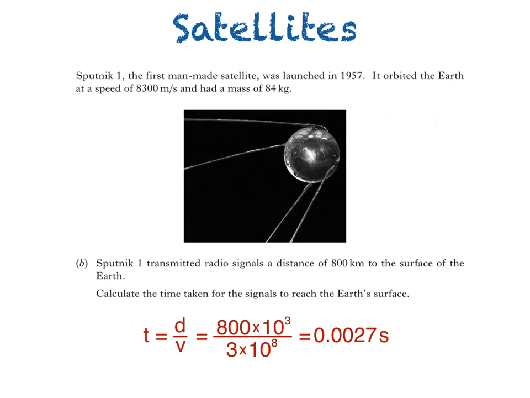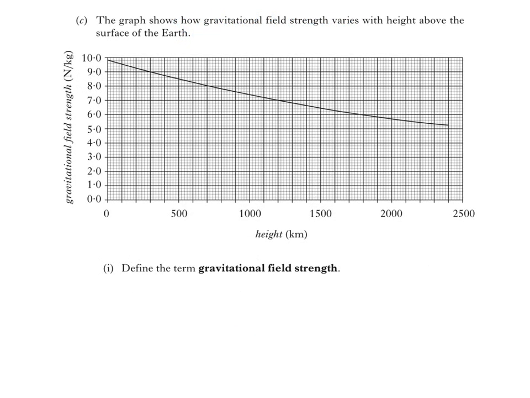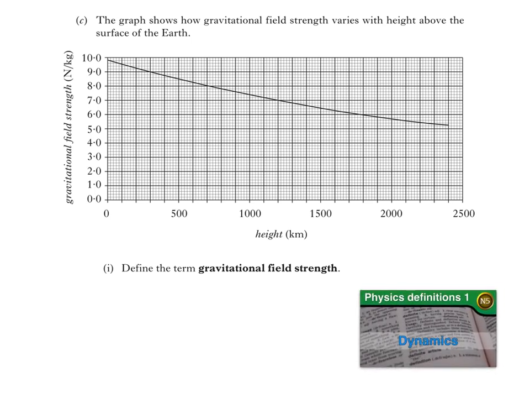Next up, it's part C of the question. The graph shows how gravitational field strength varies with height above the centre of the Earth. Part 1 then asks us to define the term gravitational field strength. Now if you're not sure of your National 5 physics definitions, then take a look at this series of videos I produced, which cover the important terms for all 6 topics.